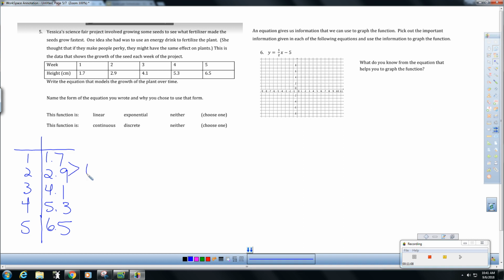Okay? How did I get from 1.7 to 2.9? Plus 1.2. Right? We're adding 1.2 every time. So what does that 1.2 represent? So good, Carson. Okay? What else do we need to write the equation of a line? We need the Y-intercept. How are we going to find it? Subtract 1.7 minus 1.2 is 0.5.